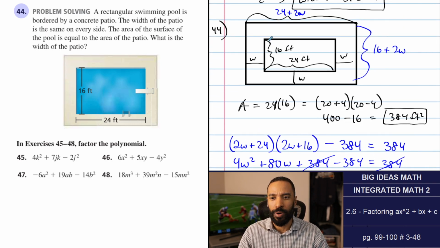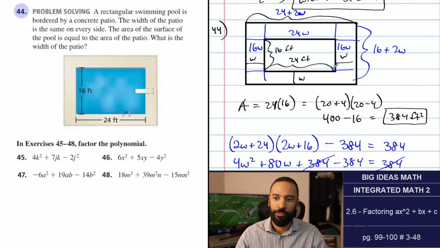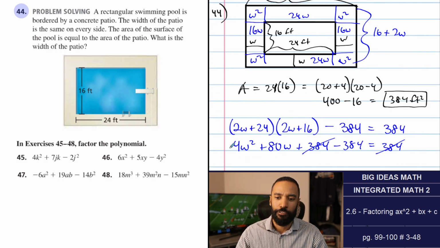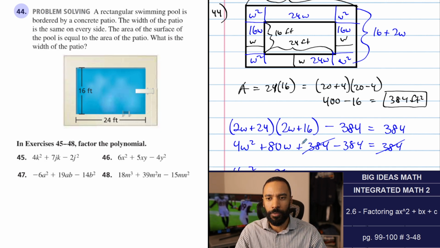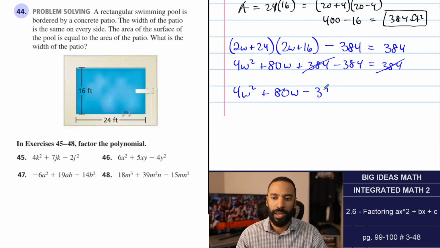So another way we could have expressed this is, I've got a 16 by w block here, so that's 16w. I've got another 16 by w block here, a 24 by w block here, a 24 by w block here, and then a bunch of w squareds here. So what are you left with when you add all those together? You have 4 w squareds. You have 24 plus 24 plus 16, which is 80w. And that would equal 384, so I subtract it over. So perfect. No matter what I do, one way or the other, I get to this stage equals 0.